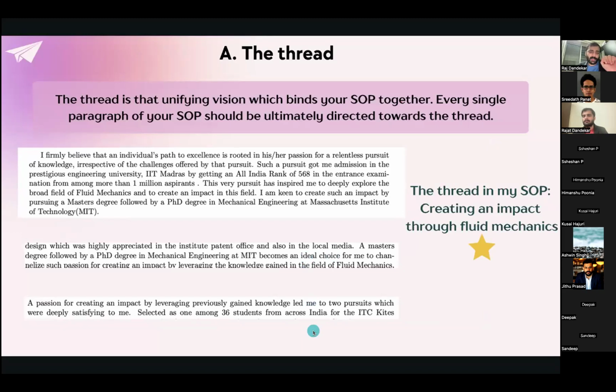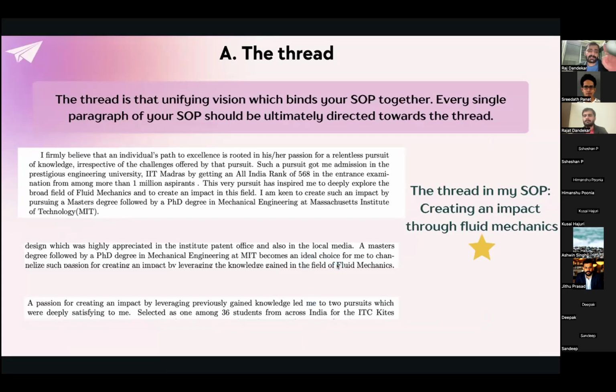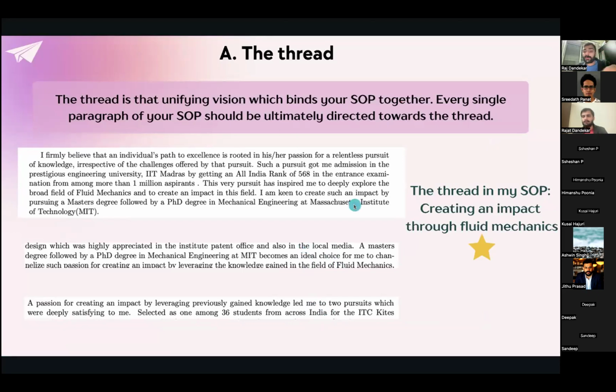So if you have written your SOP, take a look at it and ask yourself the question, is there one single thread which binds my entire SOP together? If it is scattered, if there is not one thread but many things you have written, it's a weak SOP. If you are yet to start writing an SOP, the first thing is identify your vision and write it down first on your diary or some notepad, and then start writing your SOP, because it will bind your SOP together.